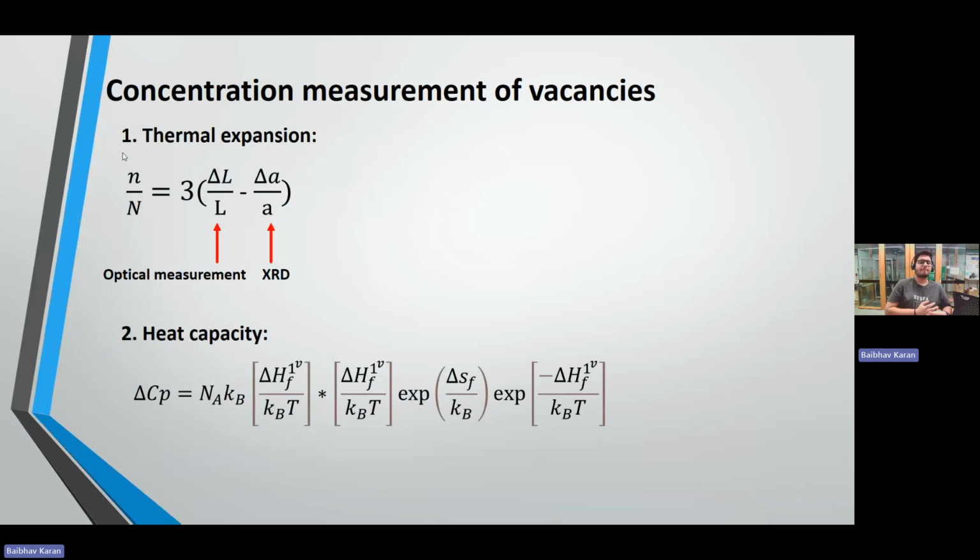the defect concentrations. This is given by n/N = 3 ΔL/L. ΔL/L is the change in length over the original length, which is measured by optical measurements such as microscopes, and ΔA/A is the change in lattice constants, which we get from XRD data. Then heat capacity. Heat capacity is given by this formula, where we will know everything except the Na values, from which we can calculate the vacancy concentrations.